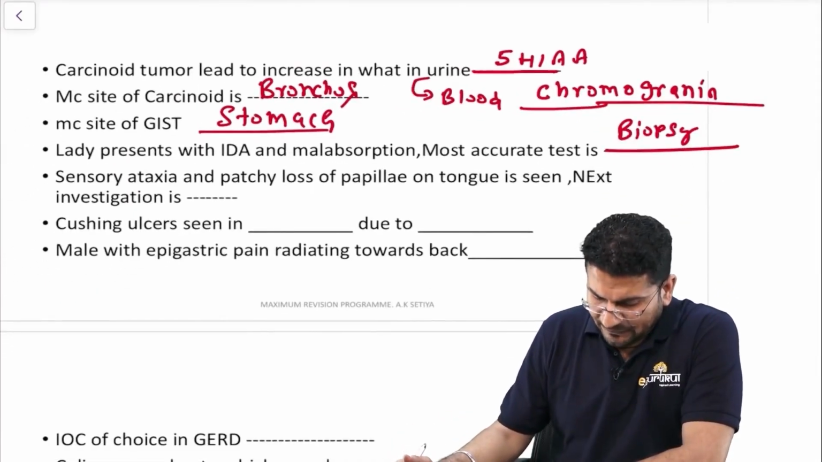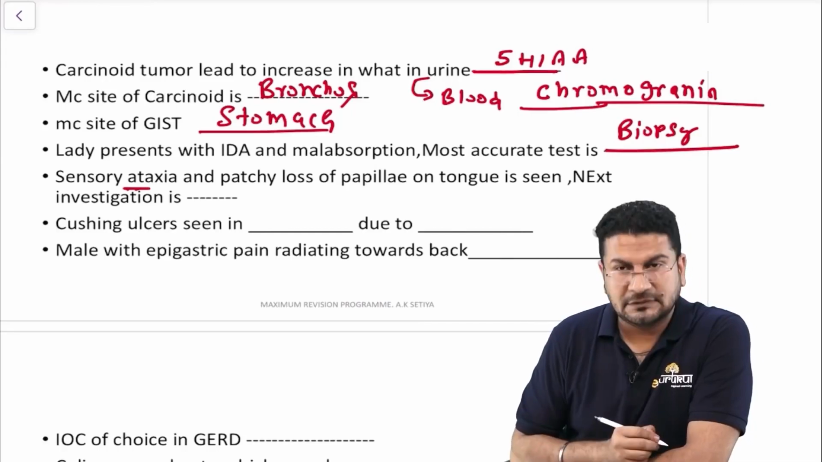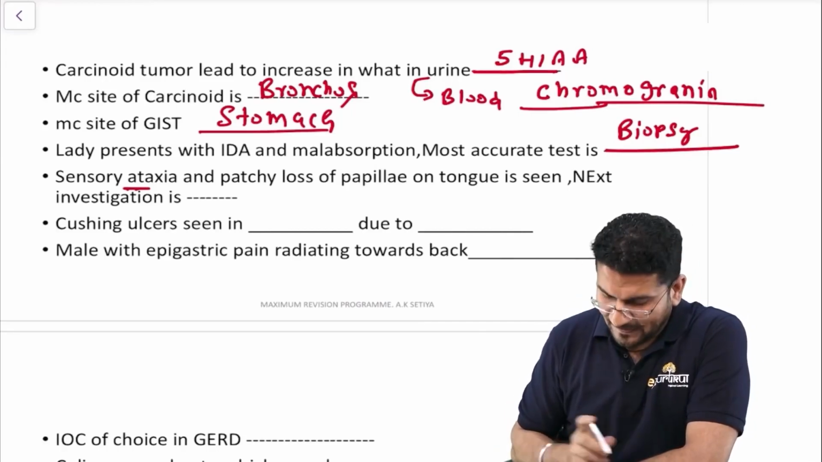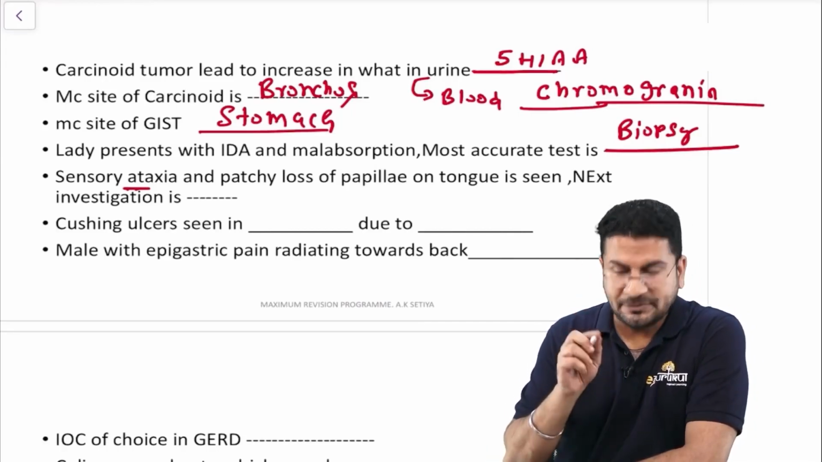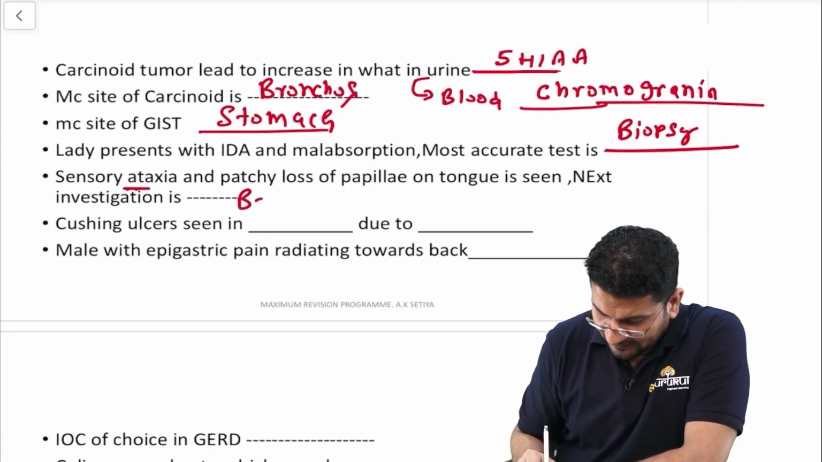Sensory ataxia, patchy loss of papilla. Ataxia is there, means neurological manifestation. Neurological manifestations are seen in which anemia? It is B12 deficiency.